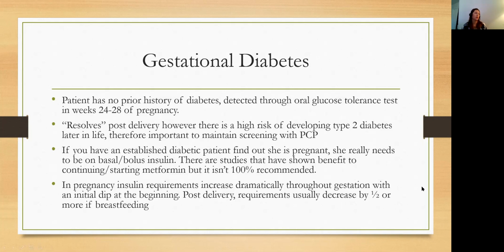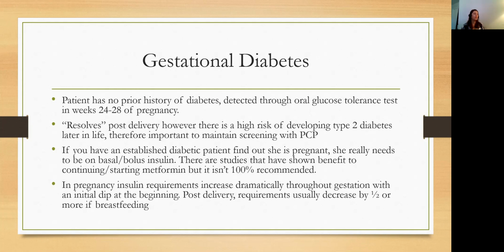And then gestational diabetes. So these are patients that have no prior history of diabetes. It's detected through oral glucose tolerance test in weeks 24 to 28 of pregnancy. Usually they'll do a 1 hour glucose tolerance test. And then if you fail that, they'll do a 3 hour test. With gestational, it resolves post-delivery. However, they have a very high risk of developing type 2 later in life. So that's something that if you have a patient with a history of gestational, you should definitely have them follow up with their PCP and get regular checks to make sure that they're not becoming a type 2 later down the road.